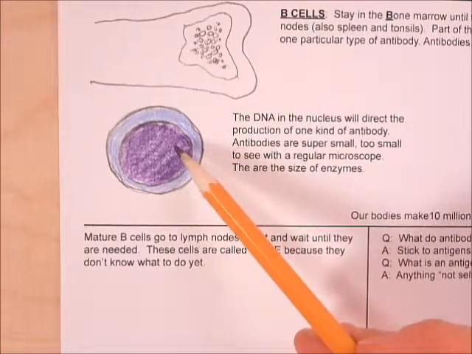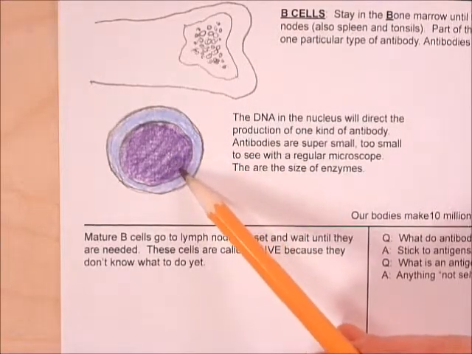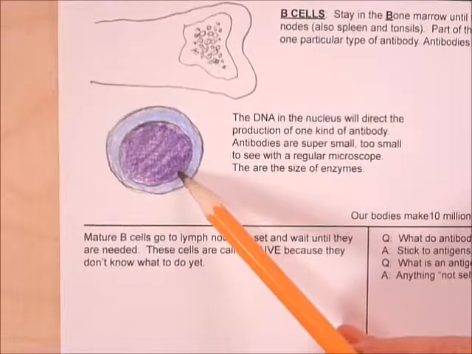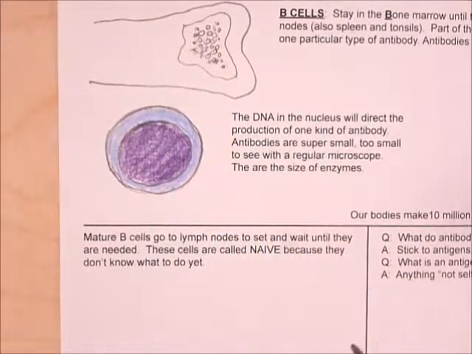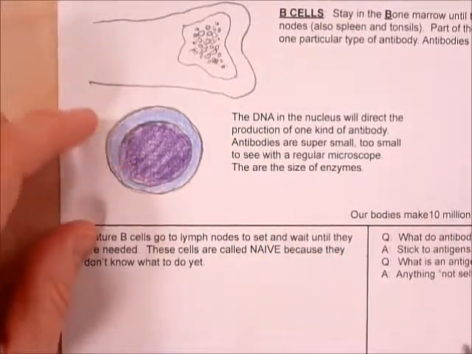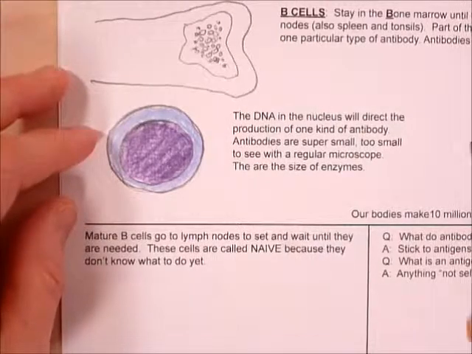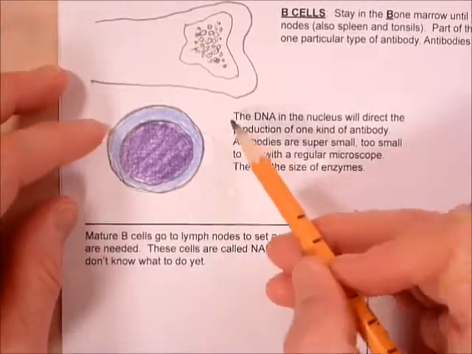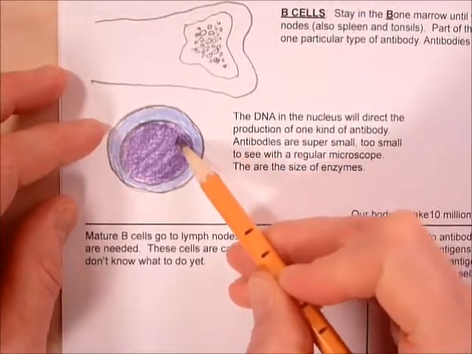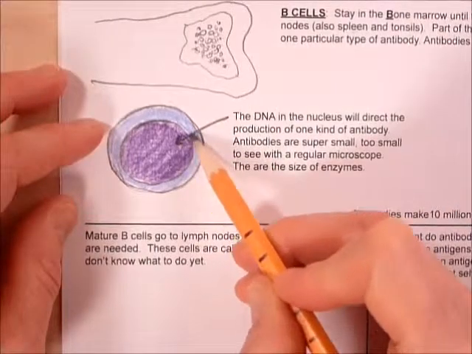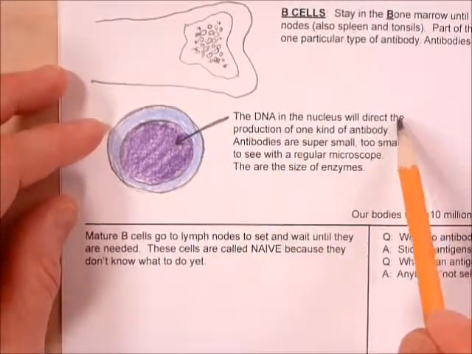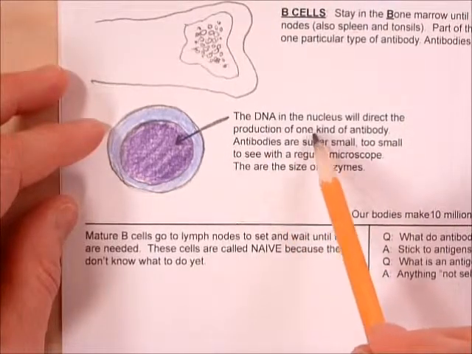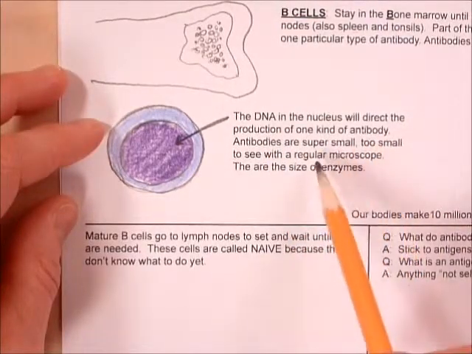When it starts to mature, like as the B cell starts to differentiate and become active, then it looks a little more distinctive. But inactive B and T cells look the same. Okay, so let's put an arrow here pointing at the DNA, the nucleus filled with DNA. The DNA in the nucleus will direct the production of one kind of antibody.